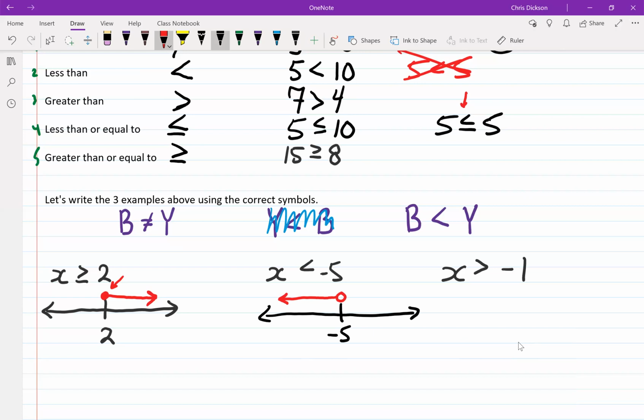So the open circle means you can't be at -5, but you can be any number that is smaller than -5. And so for the last one here, if you want to pause the video and try it yourself, see what you think.